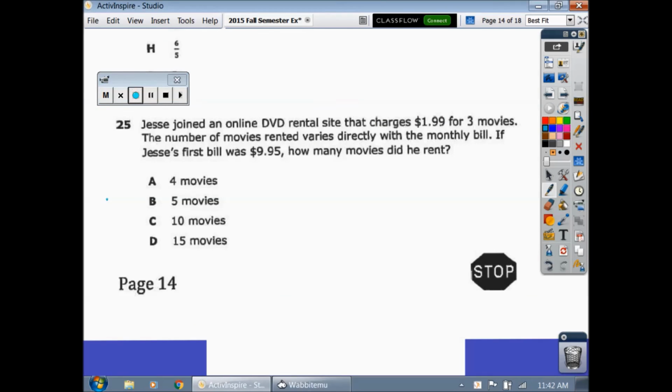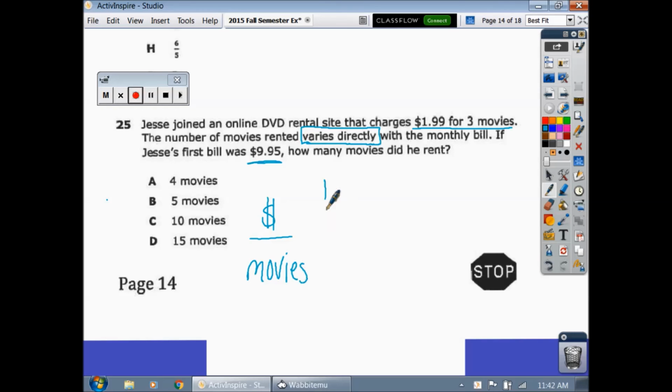Jesse joined an online DVD rental site that charges $1.99 for 3 movies. The number of movies rented varies directly. Varies directly means that it is proportional with the monthly bill. If Jesse's first bill was $9.95, how many movies did he rent? Okay, you can set this up as a proportion. They're comparing 2 things here. They're comparing money and they're comparing movies.